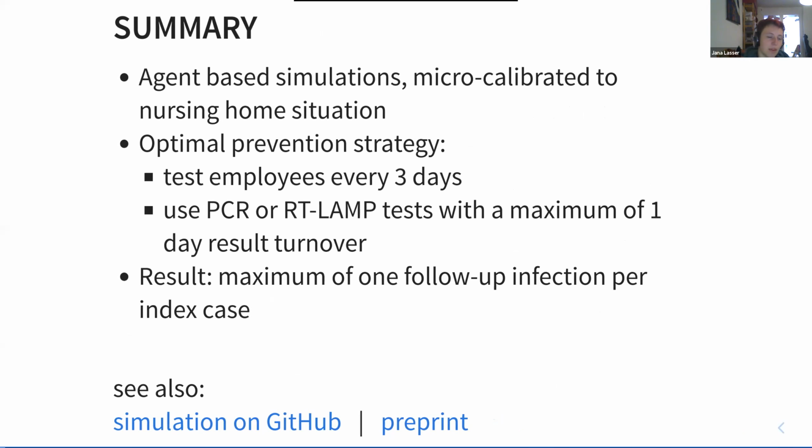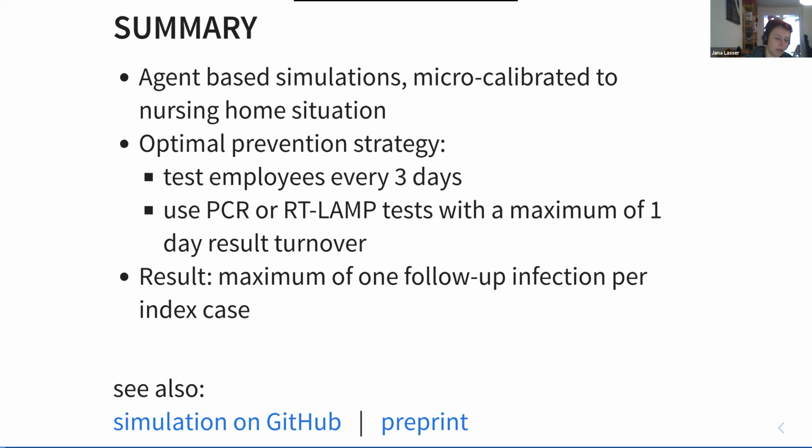Okay, now the summary of what I've told you, and after that you're allowed to ask questions. I've shown you agent-based simulations that are micro-calibrated to the situation in Austrian nursing homes, given the living conditions and contexts that employees and residents have in these homes. I have used these simulations together with a range of interventions that homes can do to arrive at an optimal prevention strategy: to test employees every 3 days using a high accuracy test like PCR or LAMP with a maximum of 1 day turnover, best same-day turnover. The result, if this strategy is implemented, is a maximum of 1 follow-up infection per index case, which I think is quite a good outcome.